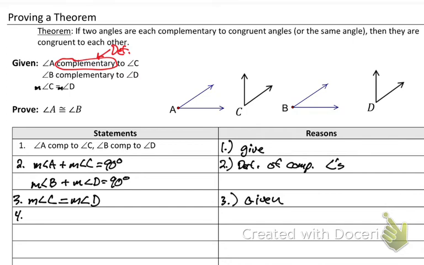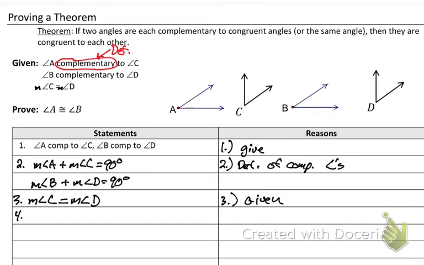Matt? Definition of a right angle? Probably not definition of a right angle. We only use that if we want to prove it's a right angle. We already know it's 90 degrees. I'm looking for an equation. Savar? Substitution. What would I write? Angle A plus angle C equals angle B plus angle D.